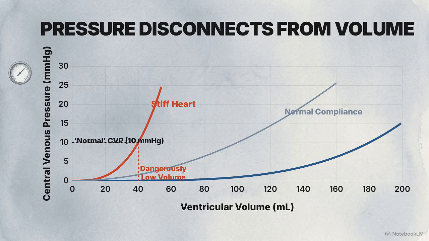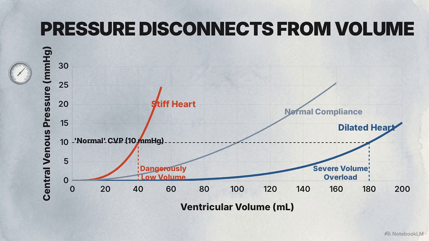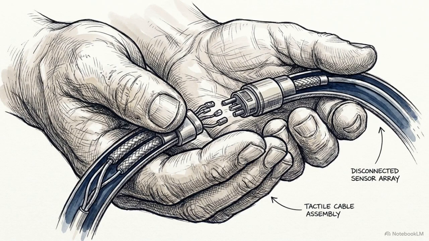Contrast that with a highly compliant, chronically dilated heart. The compliance curve flattens out. Now, that exact same normal CVP pressure maps to severe volume overload. Extensive clinical data shows that isolated CVP readings fall into a massive statistical gray zone. Within this band, absolute pressure tells the clinician nothing useful about where the patient sits on the Starling curve, or if they will respond to a fluid bolus. Utilizing a static pressure metric to guide dynamic volume resuscitation is physiologically flawed and statistically dangerous.